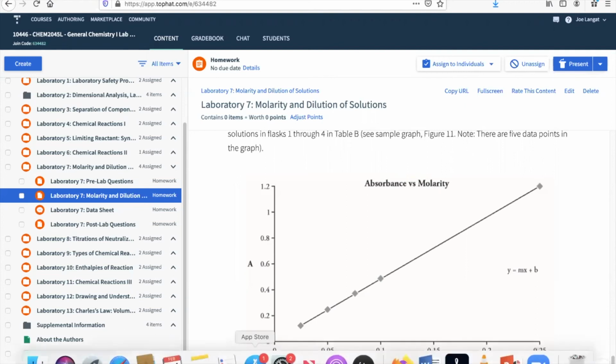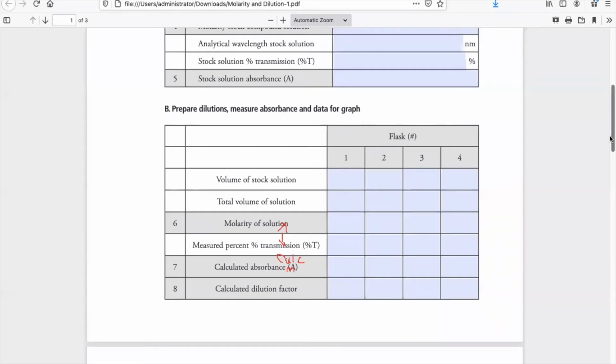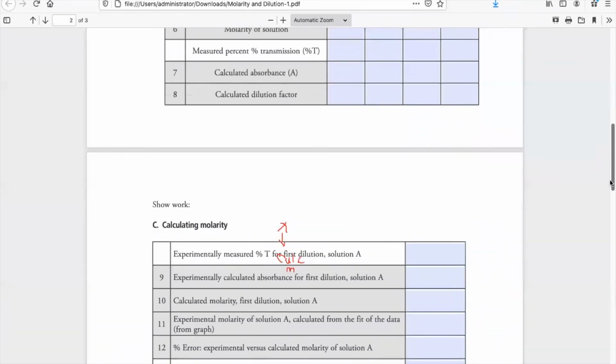And remember what I said, to repeat myself, molarity is the same as X. X is the same as calculated what? Calculated molarity. So each time you'll have to plug in this absorbance here. Let me just go back here. How are you going to make use of your graph to complete part C here?